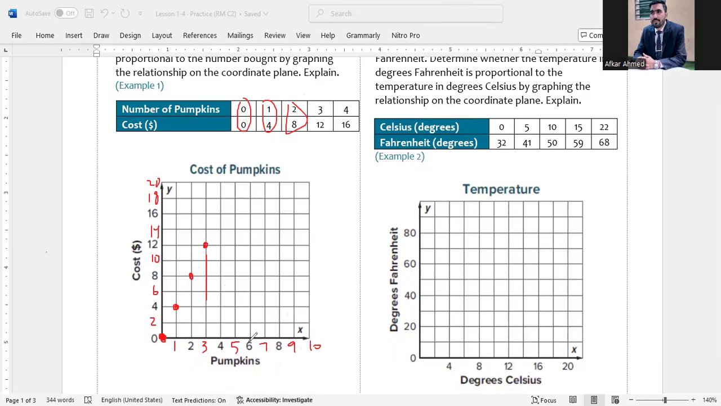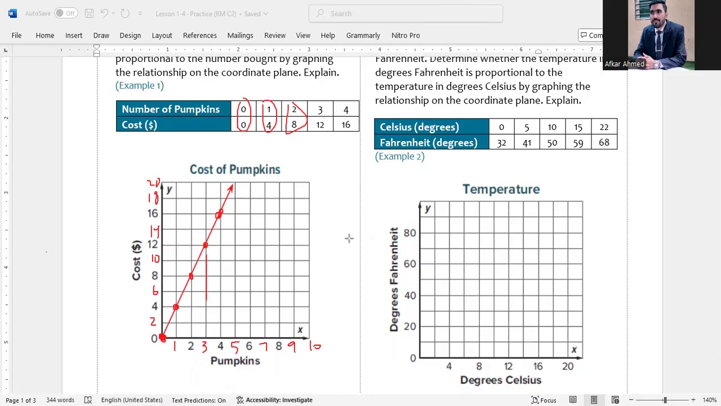Number 4 is 16. For 4, it's 16 here. Now you can see that this is a straight line. Let me draw the line here now. Okay, you can draw the line, this one. I just draw from here, joining all the points.